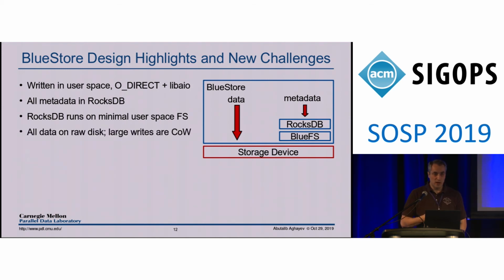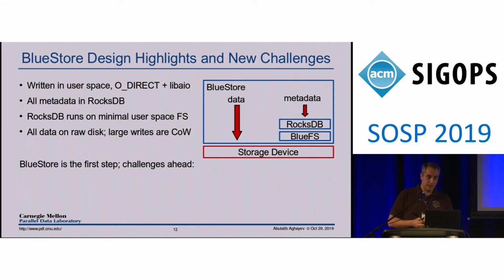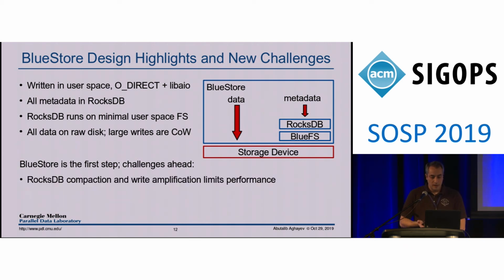Large data writes and overwrites of data are done to the disk directly using copy-on-write. Small writes are batched in RocksDB and then written asynchronously to increase the I/O efficiency. So you can find more details of BlueStore in the paper. Although BlueStore performs better than file system-based backends, it's just the first step towards an efficient storage backend. There are many important challenges ahead. For example, although RocksDB improves the metadata performance significantly, its compaction overhead has become the new bottleneck.